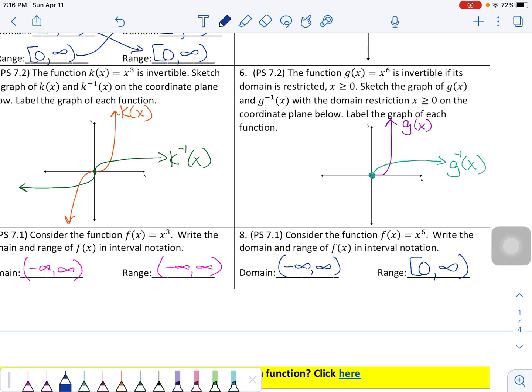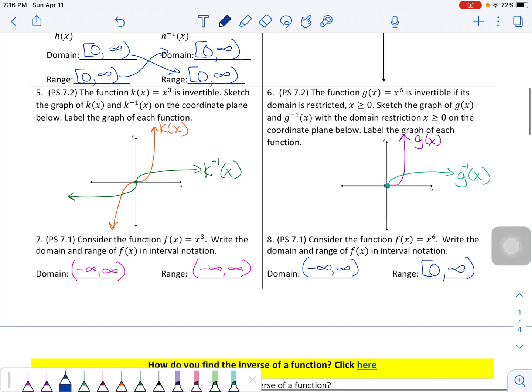All right, so that whole first page was a lot about functions, invertibility, and your power functions and their inverses. If you have any questions or concerns, let me know. I will have separate videos for pages 2, 3, and 4.